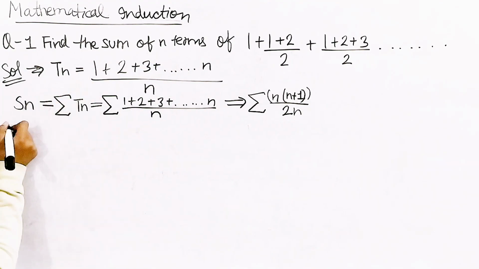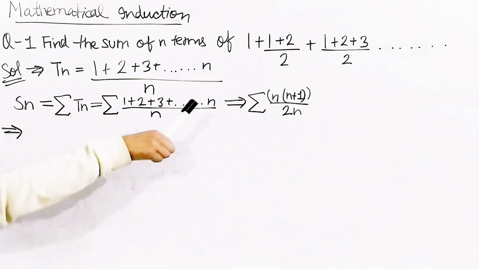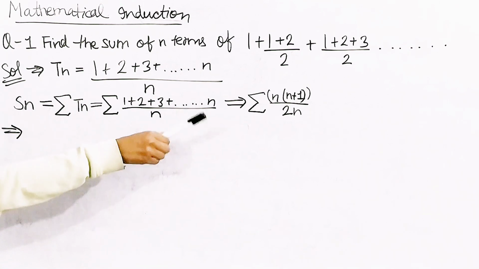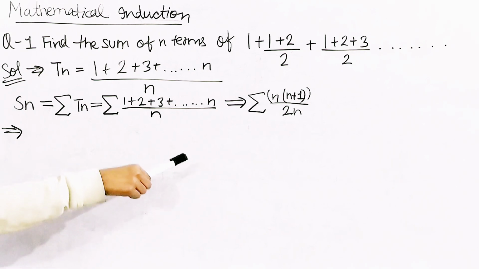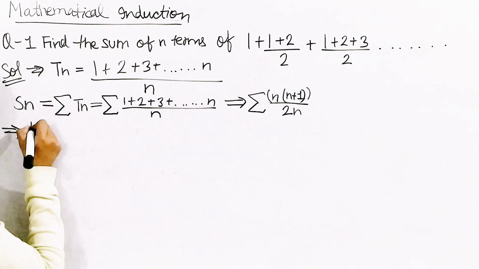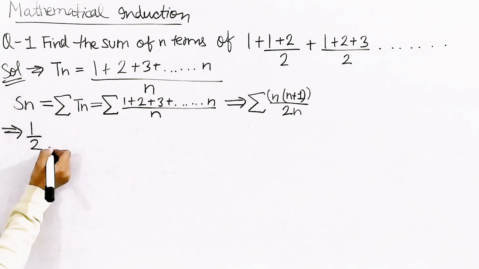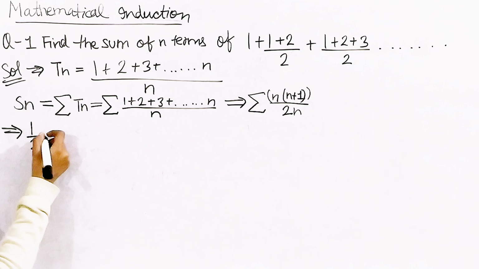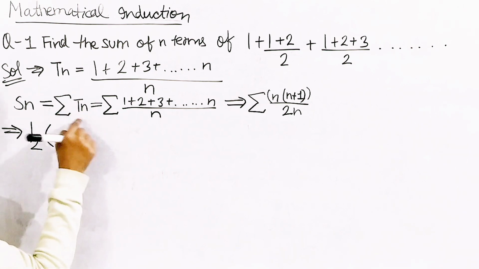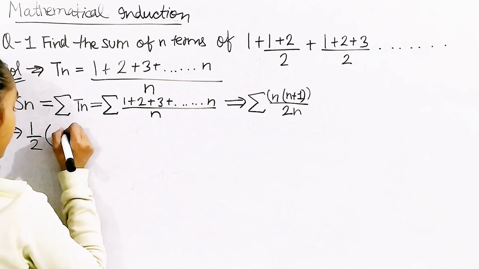So let's continue. What is it going to be? As we can see, in the denominator we have 2n. Got it? So I can write it this way: 1 upon 2. Just have a look. 1 upon 2. Then after that I'm going to put a bracket in which I'm going to use sigma.